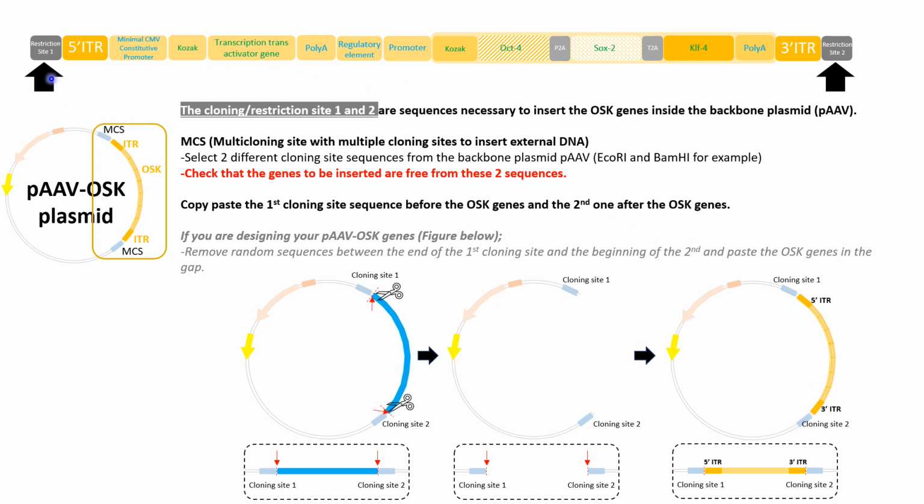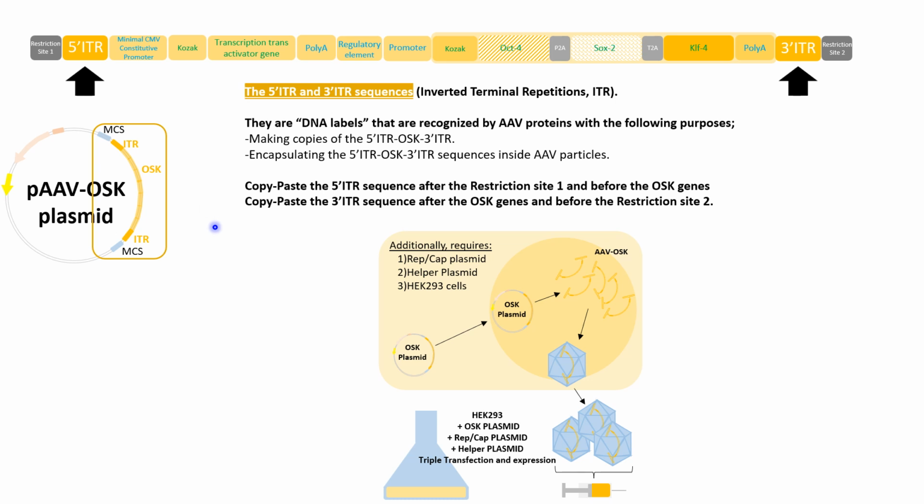Just copy paste the restriction site 1 at the beginning and the restriction site 2 at the end of the genes. Go for the second layer of information, which are the ITR sequences.